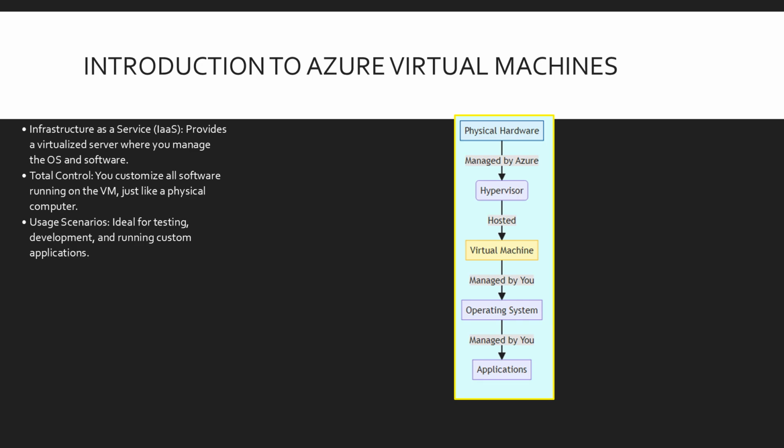This diagram illustrates the IaaS responsibility model. At the bottom, we have the physical hardware and hypervisor, which are managed by Azure. Sitting on top is the virtual machine. Everything inside the VM box, including the operating system and applications, is managed by you. This visualizes the boundary between the cloud provider's infrastructure and your responsibilities.